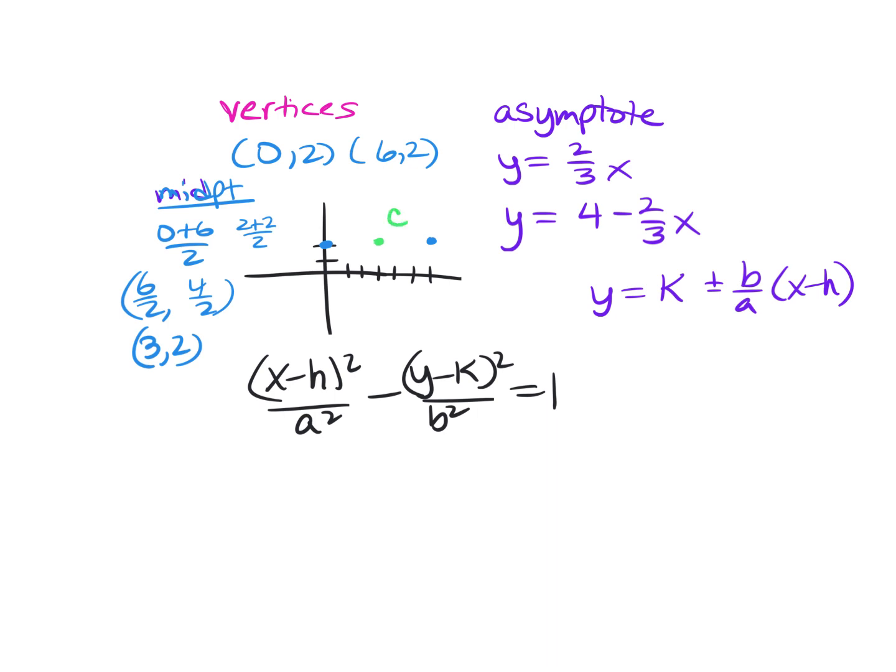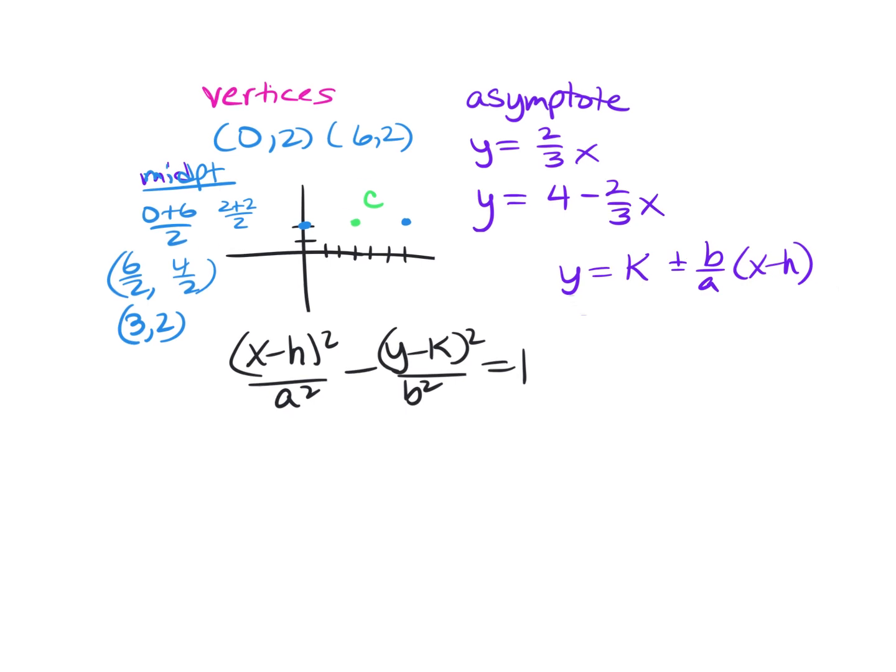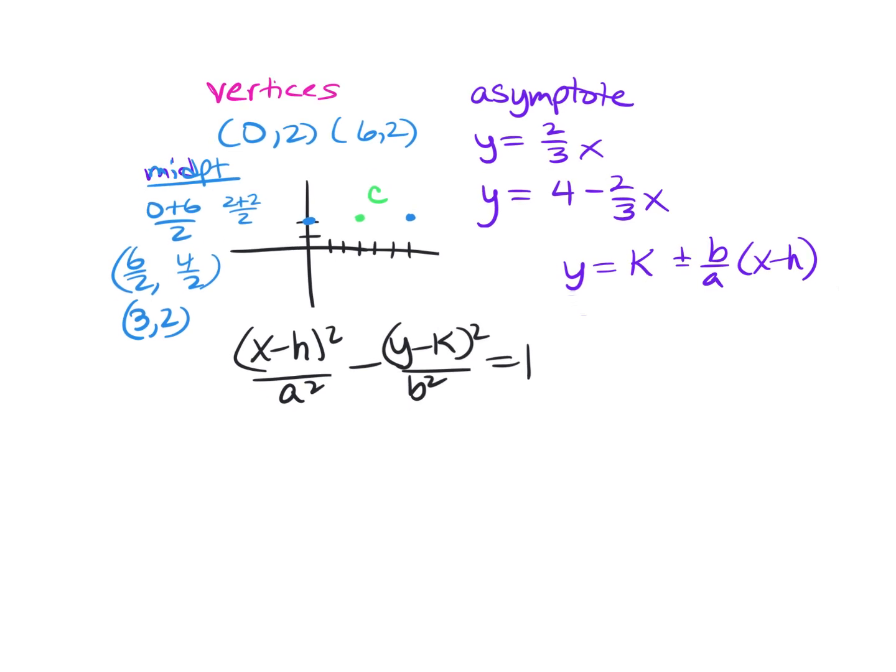Now remember, these asymptotes have had everything simplified and distributed. So let's go ahead now and figure out what we've got going on here. We can already see our slope, our b over a, is 2/3 on either one. So I need to set up my equation here. So I'm going to do b over a is equal to 2/3.